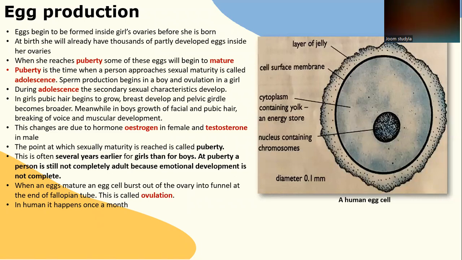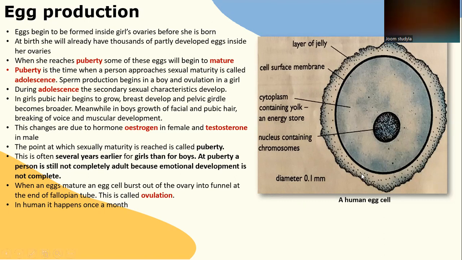During adolescence, the secondary sexual characteristics develop. In girls, pubic hair begins to grow, breasts develop, and the pelvic girdle becomes broader. Meanwhile, in boys, there is growth of facial and pubic hair, breaking of the voice, and muscle development. These changes are due to the hormone estrogen in females and testosterone in males. The point at which sexual maturity is reached is called puberty. This is often several years earlier for girls than for boys. At puberty, a person is still not completely adult because emotional development is not complete.